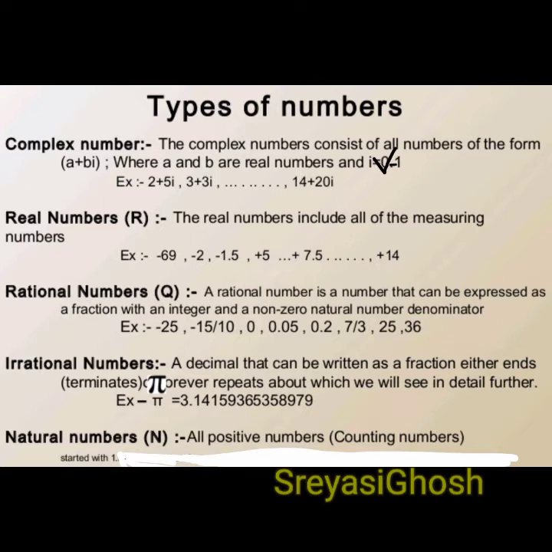Now, complex number consists of two parts. One is the real number part and the other is the imaginary part. That particular number, which is the imaginary part, is denoted with a small i, which is actually the square root of -1. Next, we have real numbers. They can be positive, negative, zero, fractional, rational, irrational, anything.